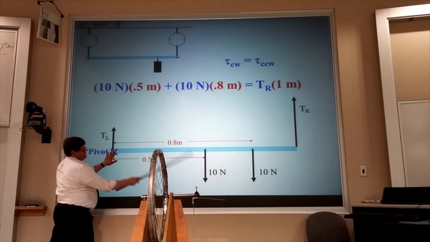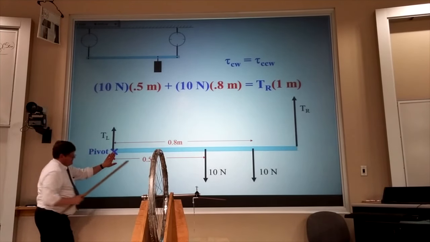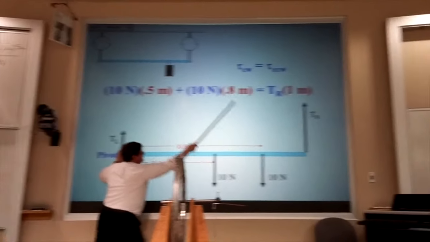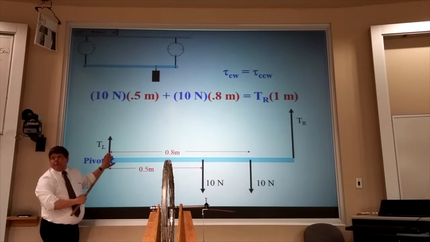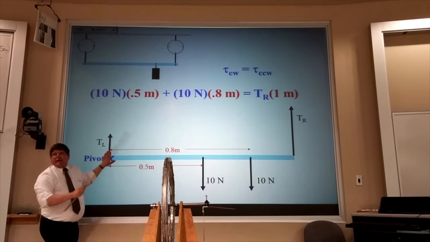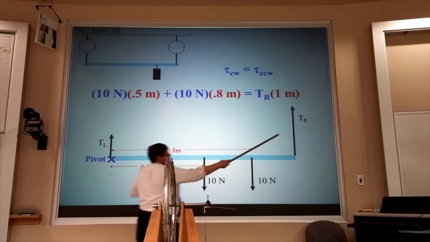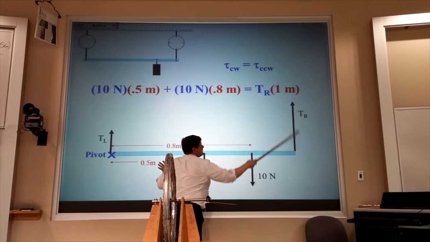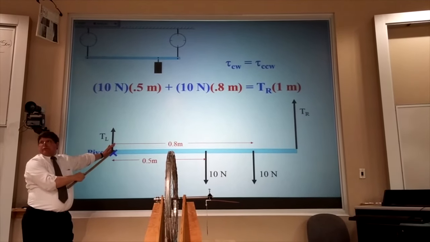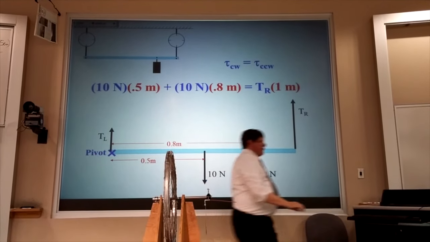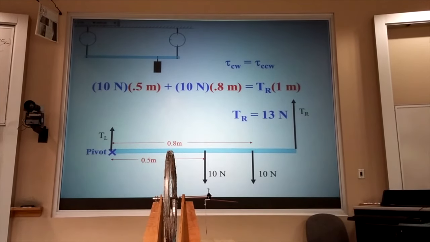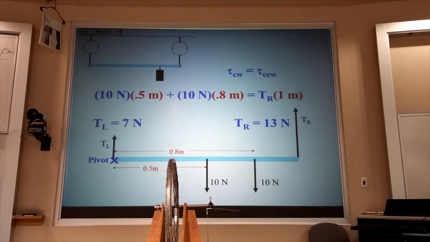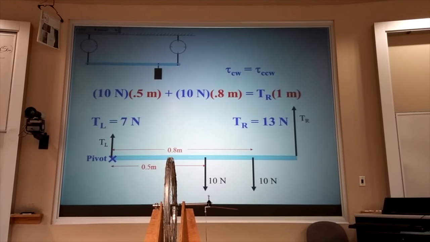Okay? So if I balance all my clockwise torque with all my counterclockwise torque, this gives me 0. This force is multiplied by its lever arm, the 5 meters to the pivot. This force is multiplied by its lever arm, the 0.8 meters to the pivot, and that's all the clockwise torque. This counterclockwise torque is this force I'm looking for times the lever arm, which is the distance to the pivot of 1 meter. If I solve that equation, I get 13 newtons. Well, the total upward force has to add to 20, so that one has to be 7.